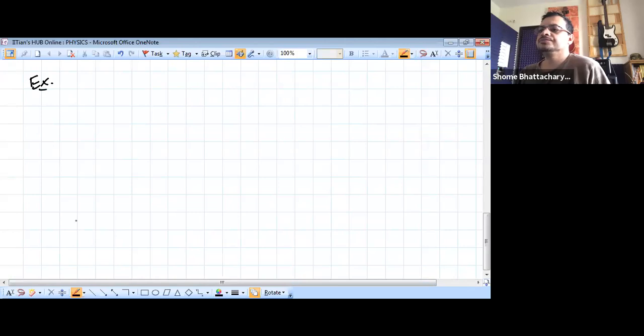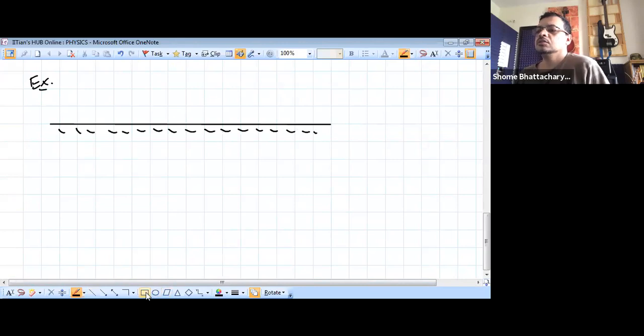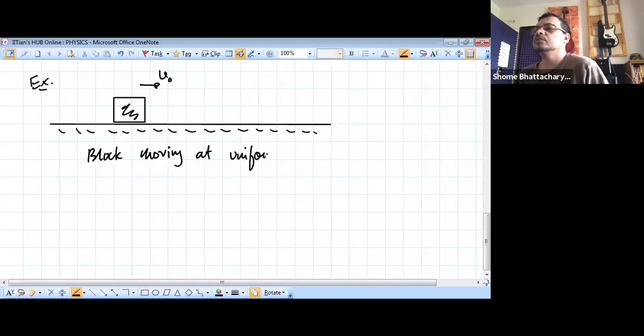Another example. Now, on the same surface, let us say that the body has been acted upon by some external force for a certain amount of time. So now it's moving with a velocity. This is a block moving at uniform velocity v naught, again on a smooth surface.